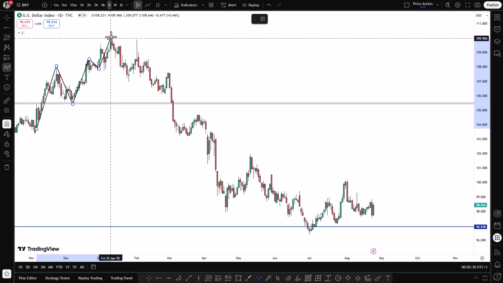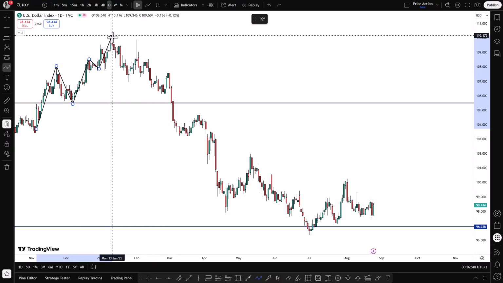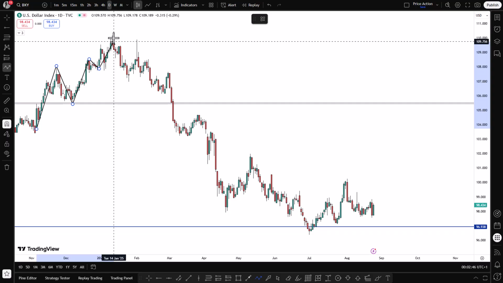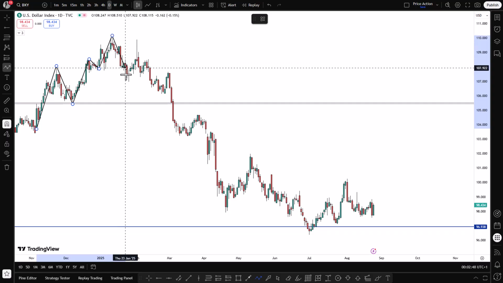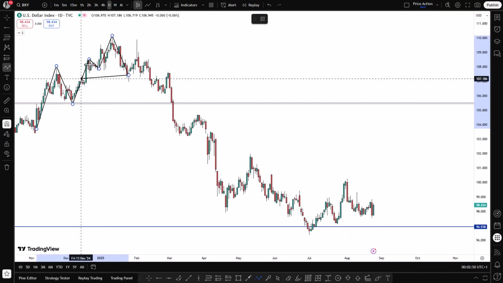Higher highs, higher lows, higher highs and higher lows. It's going to continue with this formation up until the time when the trend weakens and price either starts consolidating, ranging, or we have a reversal in price action altogether.